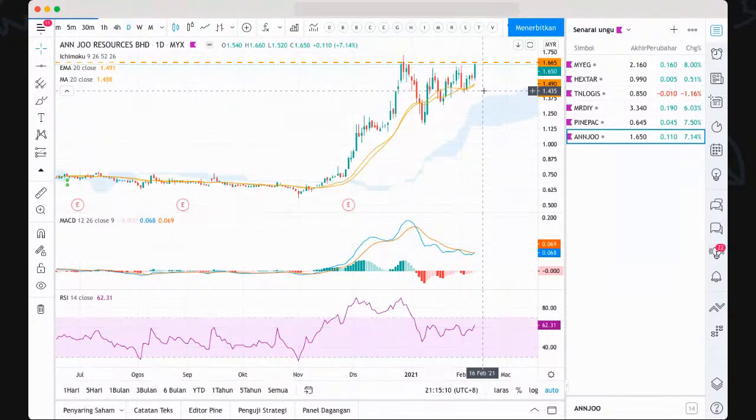Okay, so this is what we can see on NJO. It's not a breakout yet, but it is creating a chance to break out. It's creating a potential breakout.